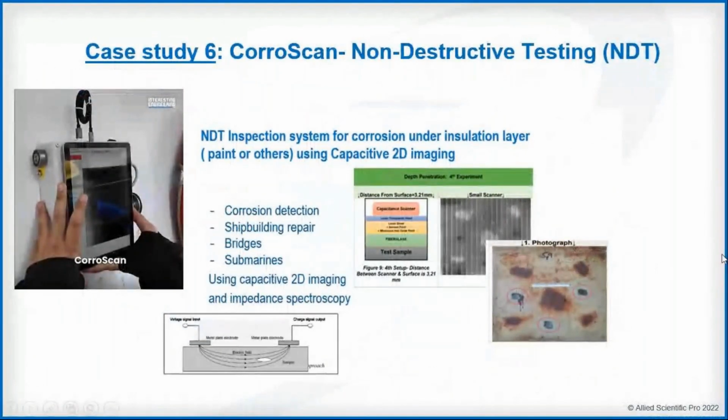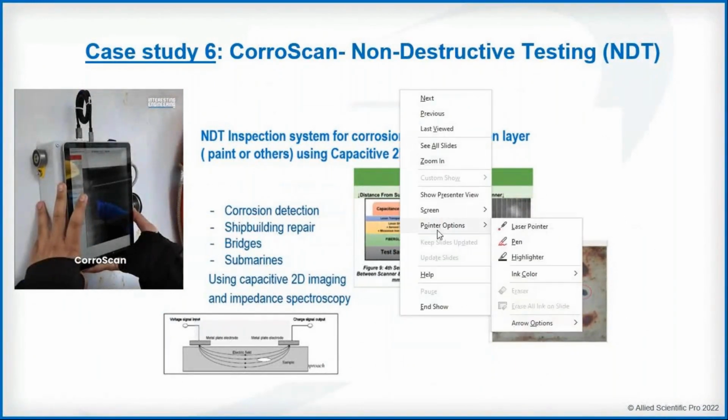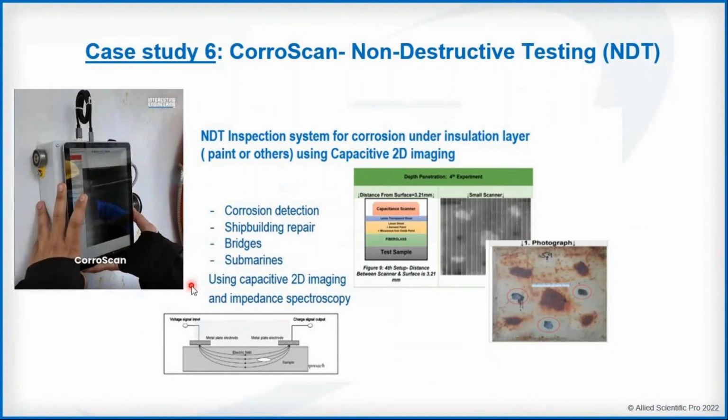And this is the last case study, Coro scan, non-destructive testing. So this uses capacitive 2D imaging and impedance spectroscopy. If there is a point where there is rust, it could detect it, and if it is underneath the paint layers, it could tell where the rust is, and this uses this capacitive method to identify the rust. So in the shipyard trials, when we did in Irving, we used this Coro scan, which is quite useful for identifying the location of the rust.